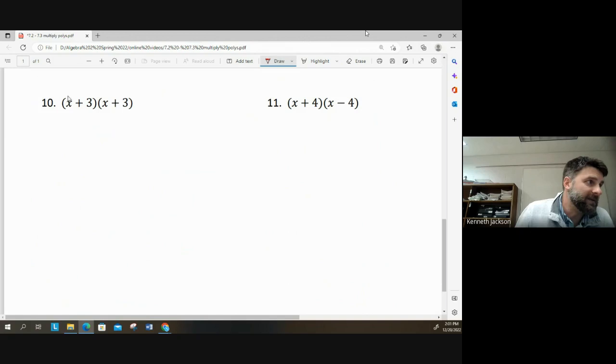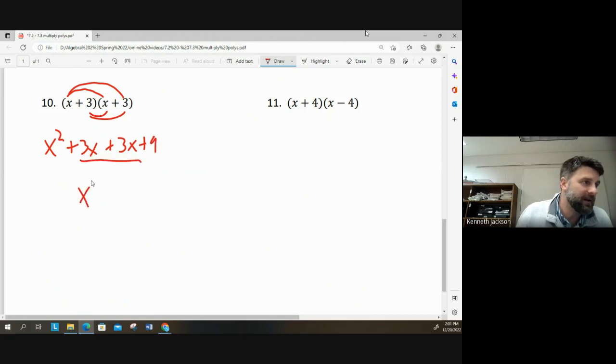So whatever I have in this first set of parentheses, I multiply through. That would leave me with x squared plus 3x. And then I would multiply here, plus 3x plus 9. Go through and combine like terms, x squared plus 6x plus 9.